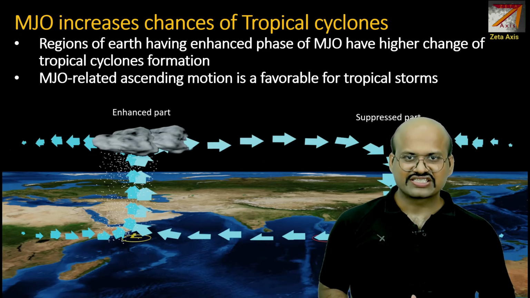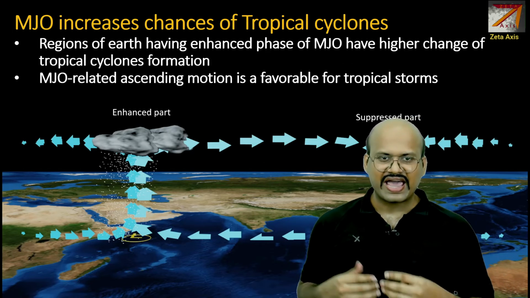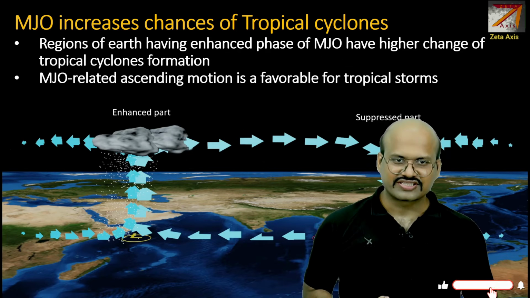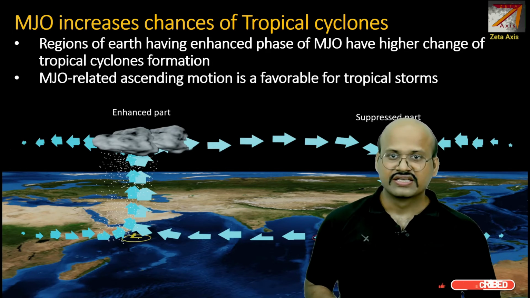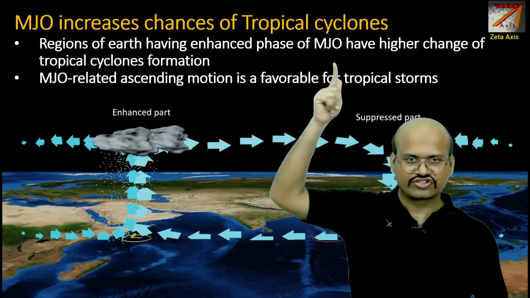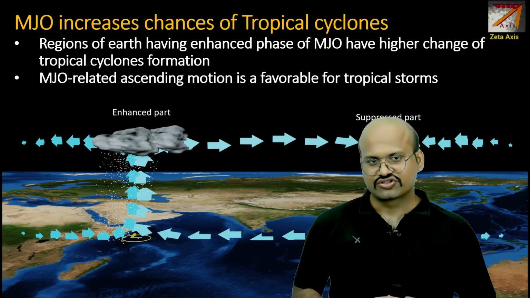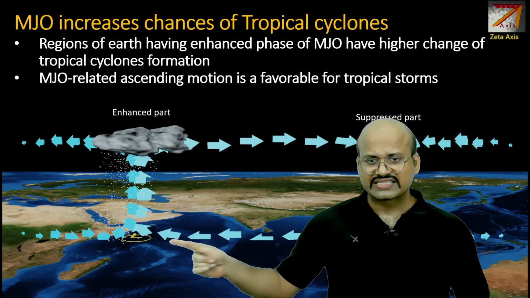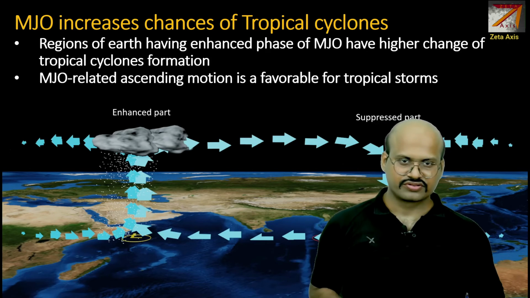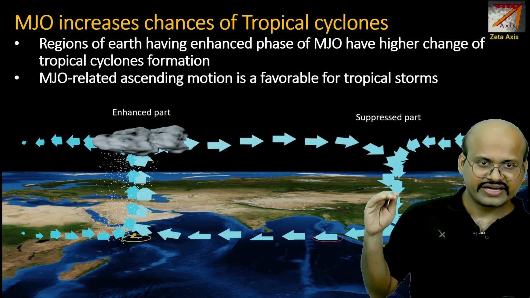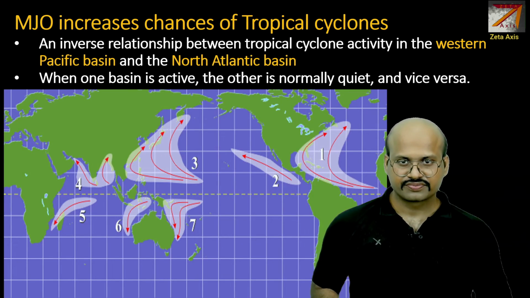The MJO increases chances of tropical cyclones. We have already seen for the Indian Ocean that when the active MJO is there, the chances of tropical cyclones increase. The same effect can be seen throughout the world. The regions of the earth having the enhanced phase of MJO, that is the phase where the air is rising up, have a higher chance of tropical cyclone formation. The ascending region favors formation of tropical cyclones, while the suppressed part does not support, or disfavors, the formation of tropical cyclones.